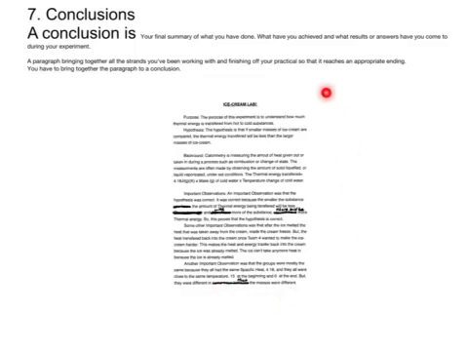I have right here an example conclusion, like a paragraph.